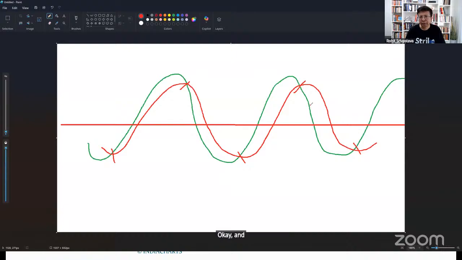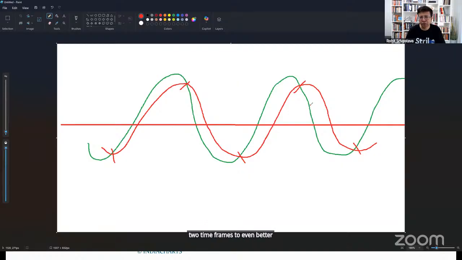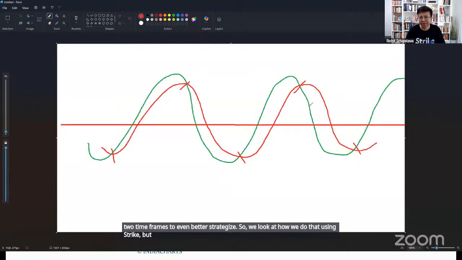And when it becomes applicable on multiple time frames, we are able to combine two time frames to strategize even better. We will look at how we do that using Strike, but this basic sense was important, that this generates buy and sell signals.